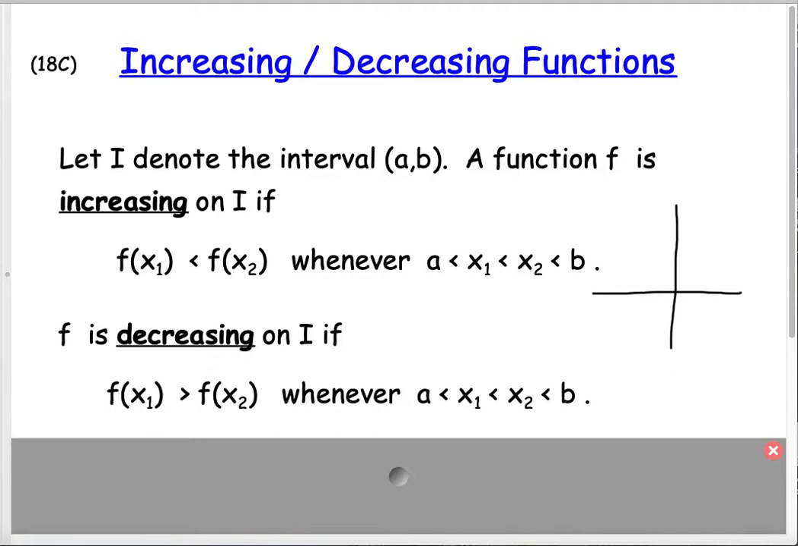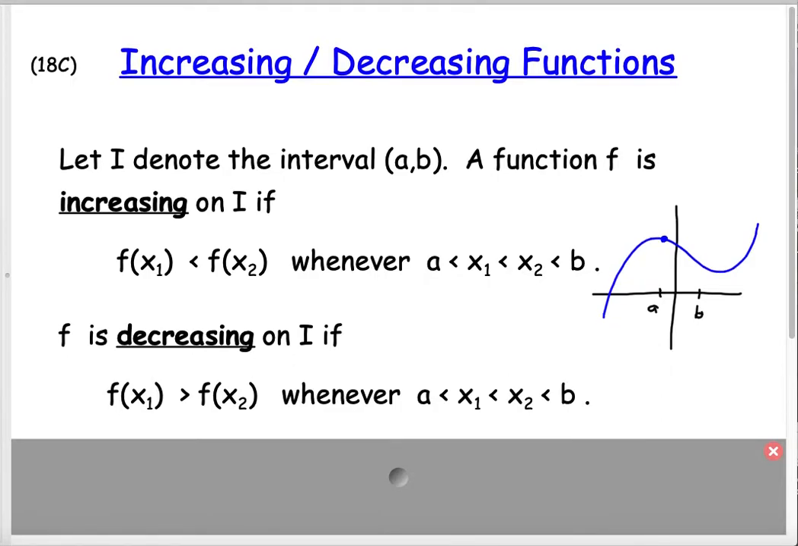For example, let's say we have that, and let's pick an interval, how about from here to here. If this is A and this is B, then we can say that if we pick any 2 points within that interval, we'll call that x sub 1 right here, and the other one is x sub 2. Then the output, f of x sub 1, is going to be greater than f of x sub 2. So that means that it's decreasing over that interval from a to b. And then likewise increasing, just the opposite.